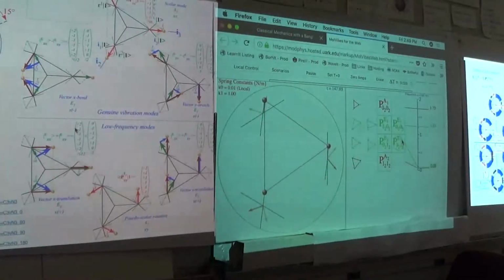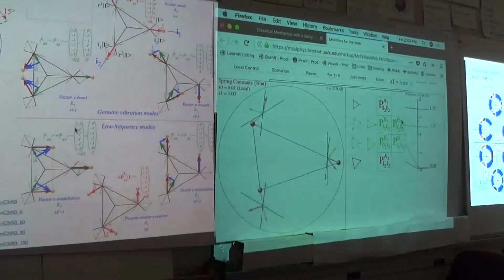So this is kind of like a molecule that's being held in an electric trap. The trap has a very flat bottom. Those are the zero frequency non-genuine modes. The modes we're interested in are these guys right here that actually vibrate.